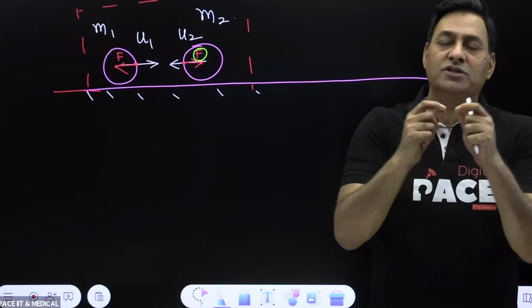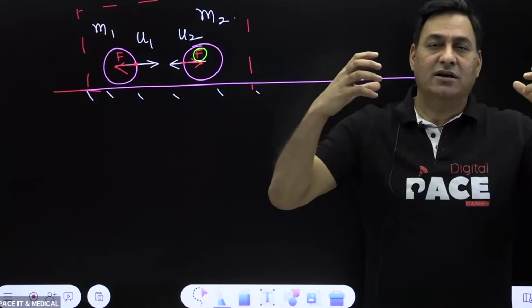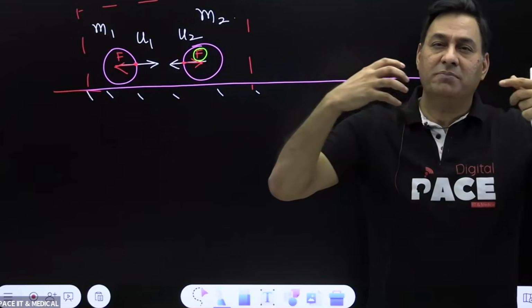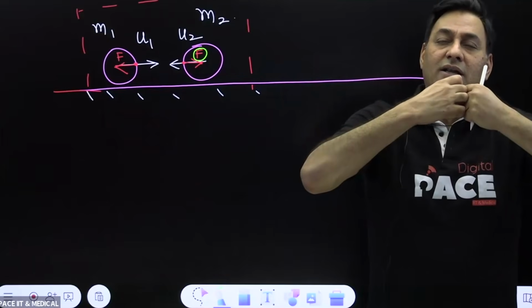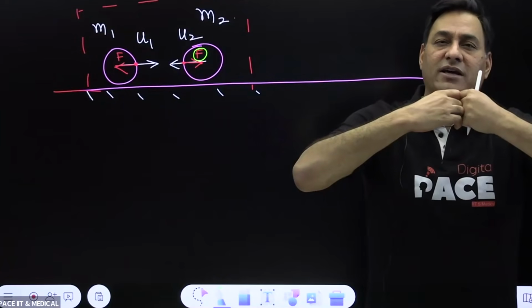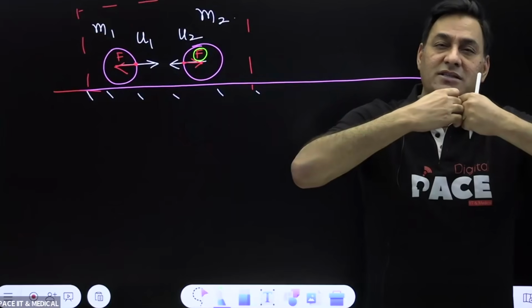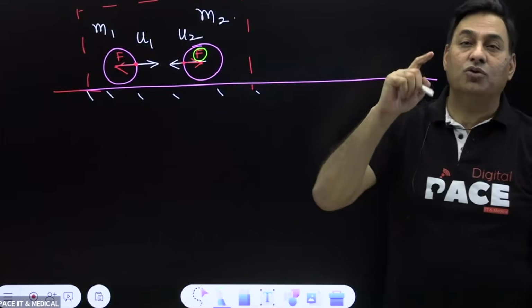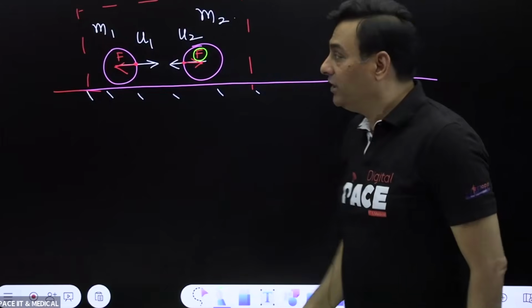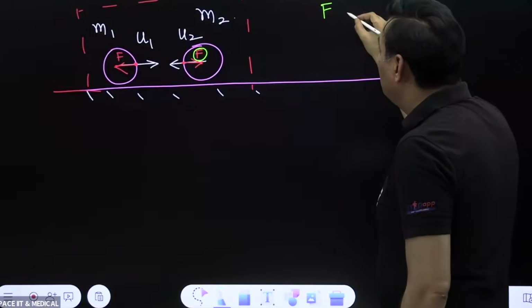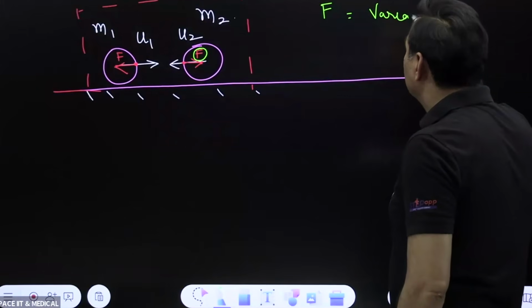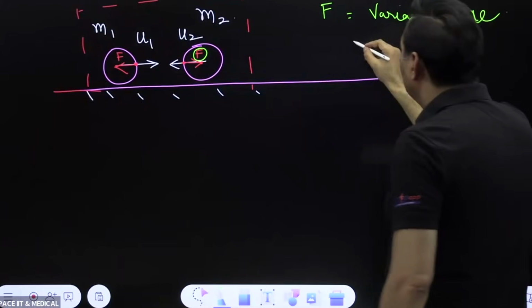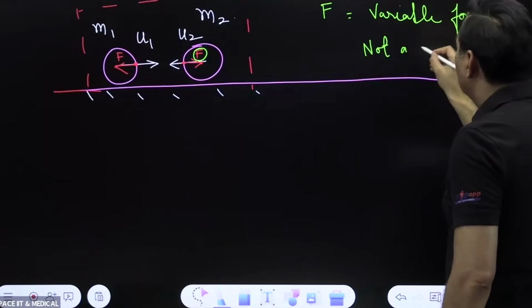Initially, just before collision, the force acting between them is zero. Then they start compressing against each other, so that force keeps on increasing. Then they reach a maximum closeness level, and at that instant maximum compression is there, like a spring, and there is maximum force. Then they start separating and the force starts decreasing. So the first thing about this force of collision is that it is a variable force. It is not a constant force.